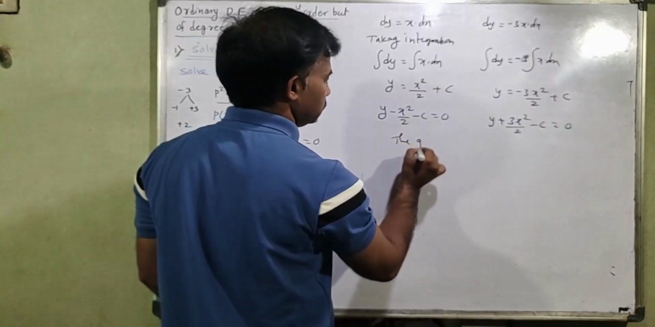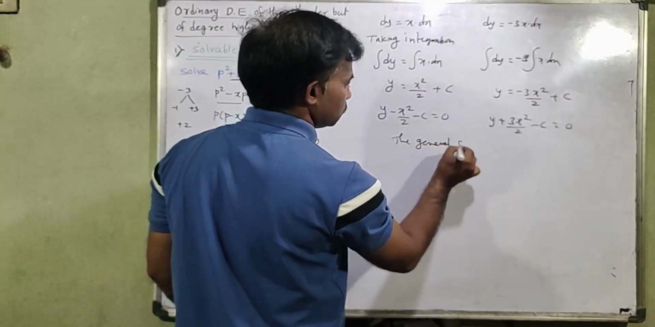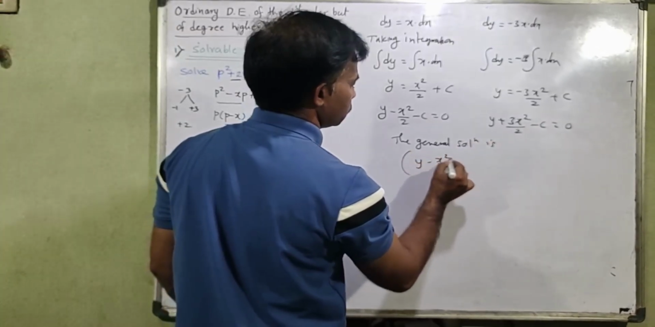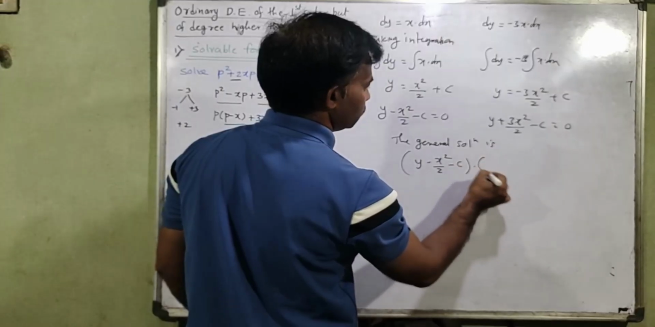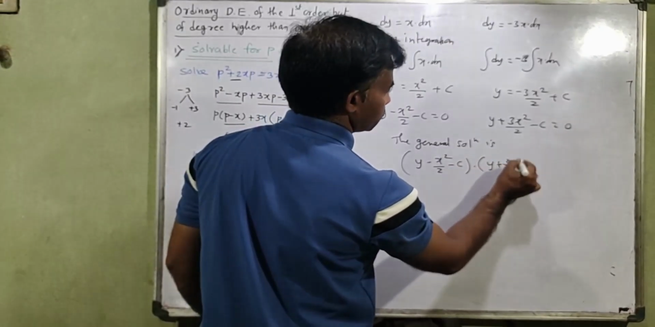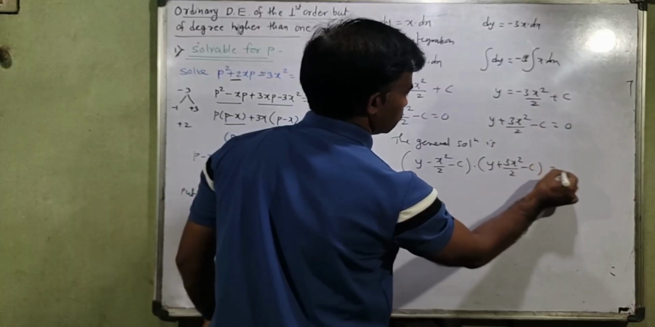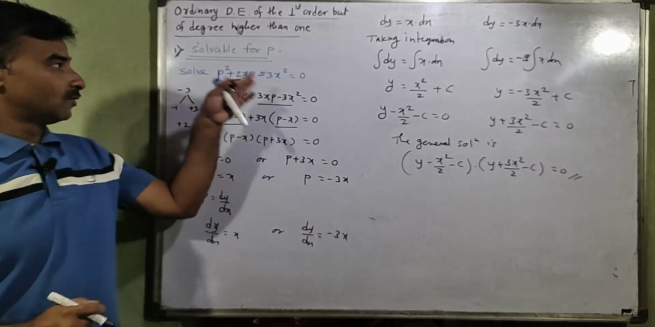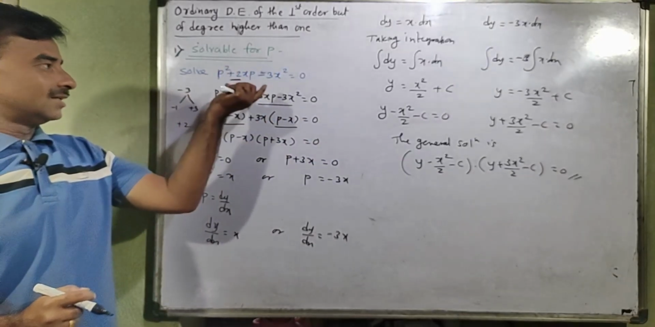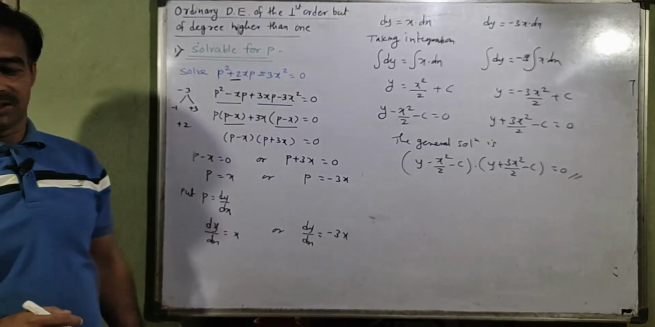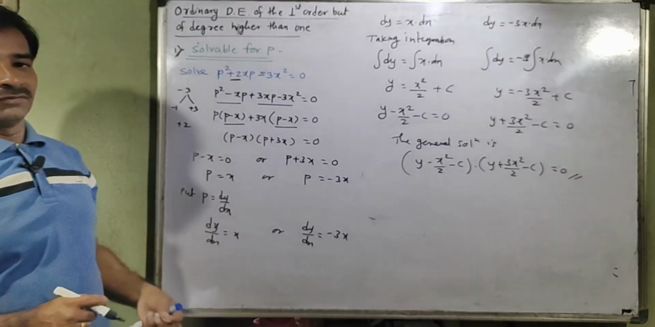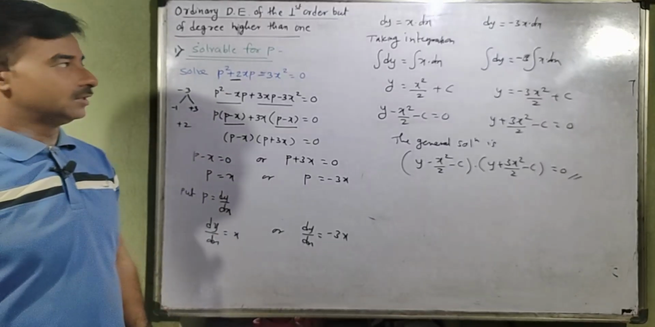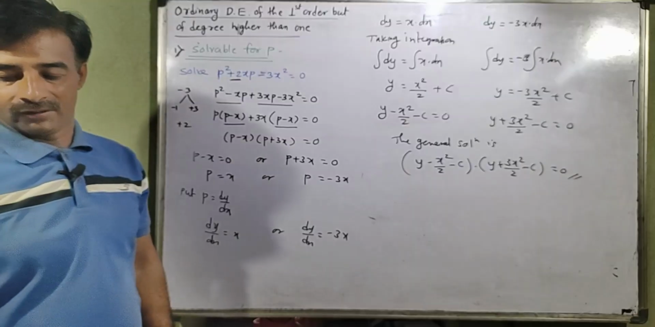The general solution is (y minus x square divided by 2 minus c) into (y plus 3x square divided by 2 minus c) is equal to 0. And this is your final result for the equation solvable for p, having a second order differential equation here. Okay, we are going with another example related with the solvable for p, and then we are going with the solvable for y.